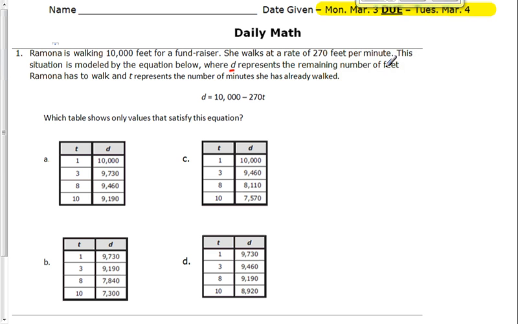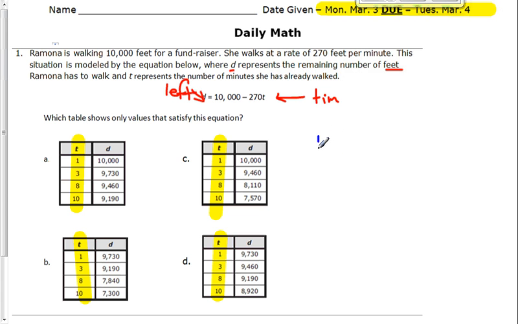We need to understand the letters. D represents the remaining feet. So my D right there is going to tell us how much is left. Hence, that's why we are subtracting. The T represents the time that she's already walked. If we look at the T in all these charts and the answer choices, all of the T's are the same. So all we need to do is make our own chart using the same variables for the T, given the equation they gave us already.